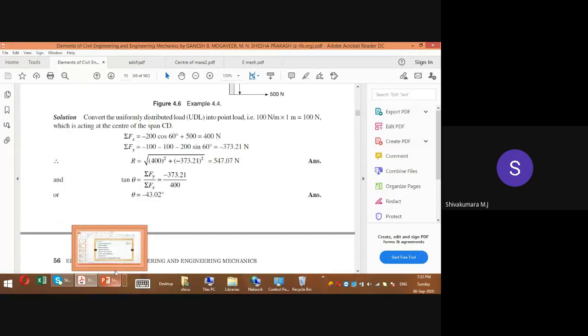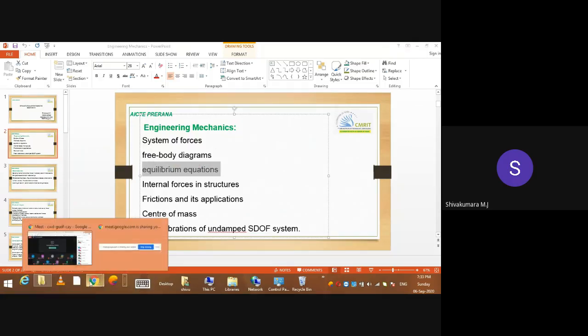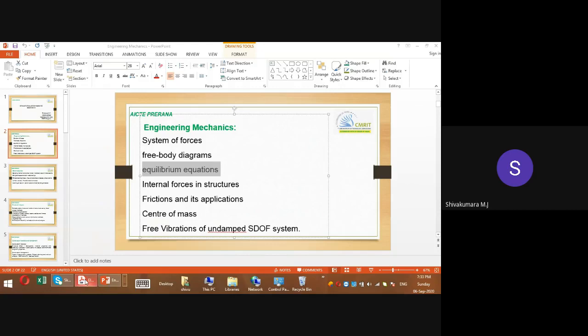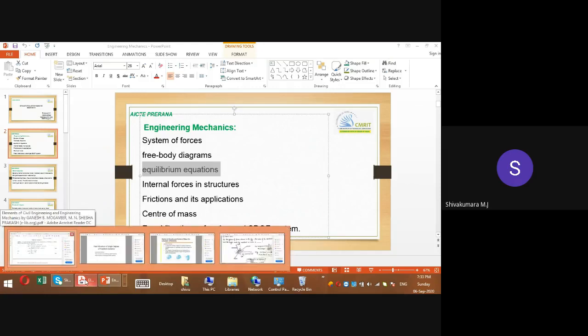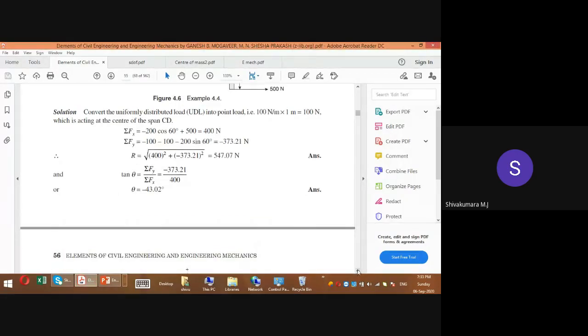Okay, you come to the syllabus. Equilibrium equations you come to. So we got to know how to calculate the resultant force, its direction, location, and all. Equilibrium conditions.